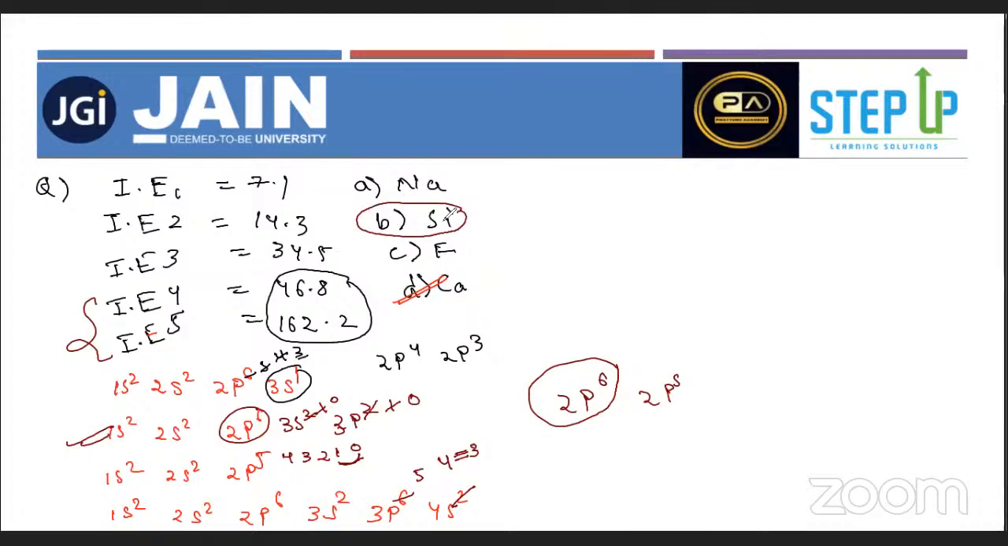The conclusion is: wherever you find a half filled or fully filled orbital, to counter that you need more energy to take out an electron. So that will probably be the answer in this kind of question.